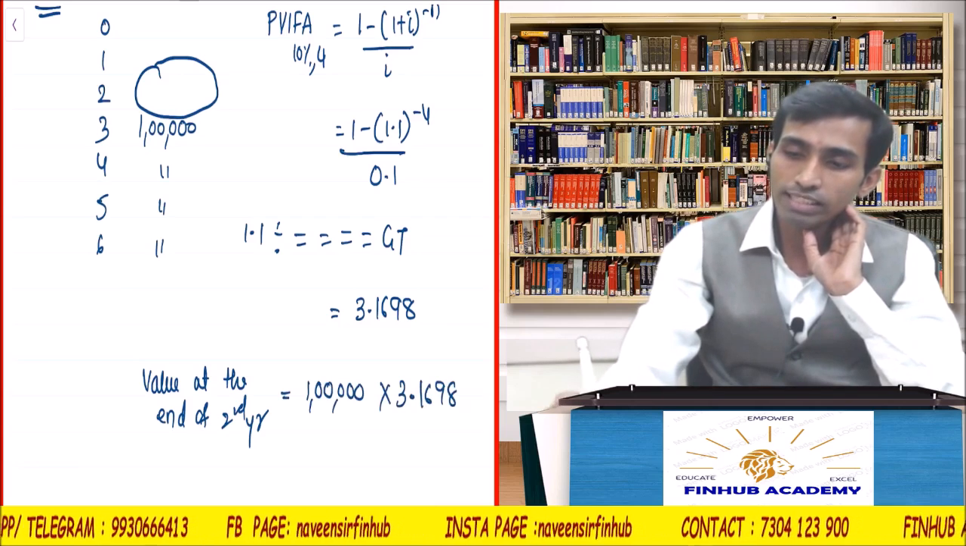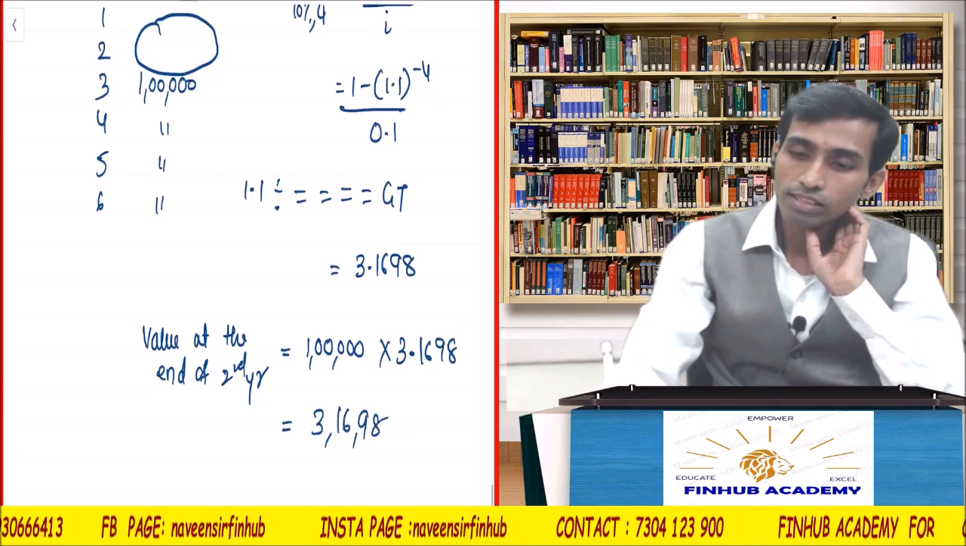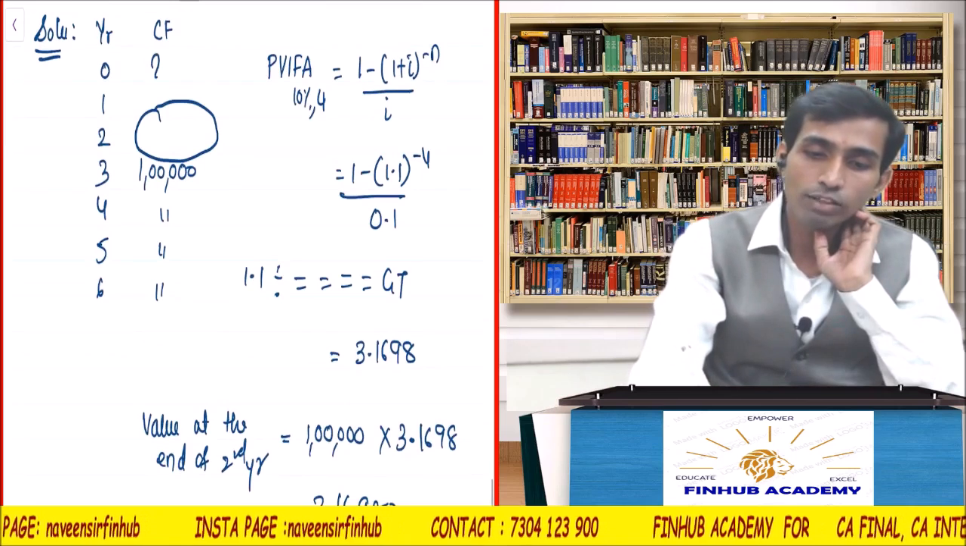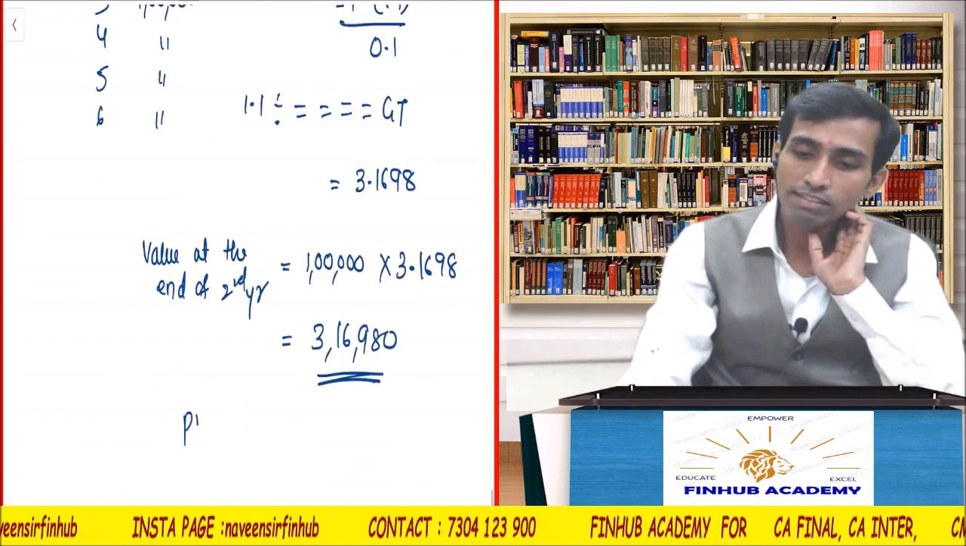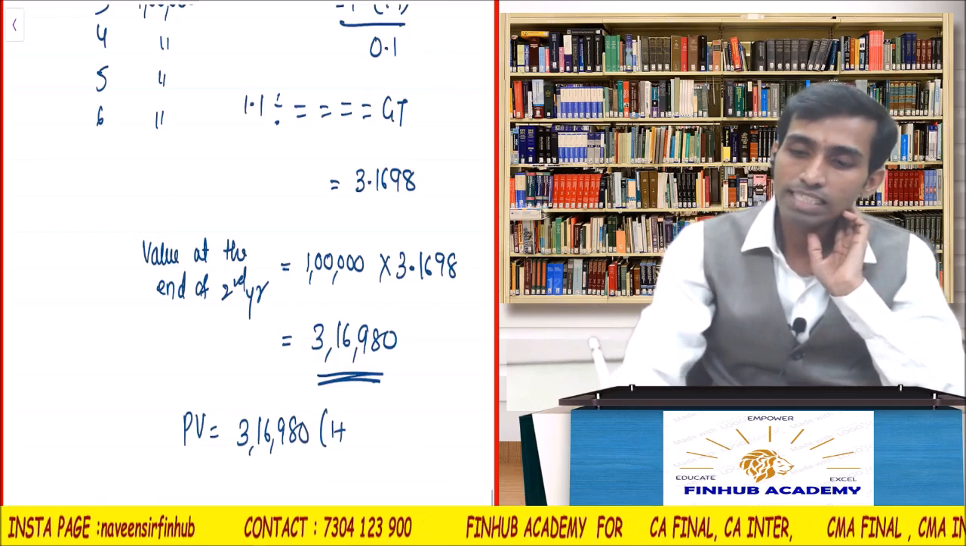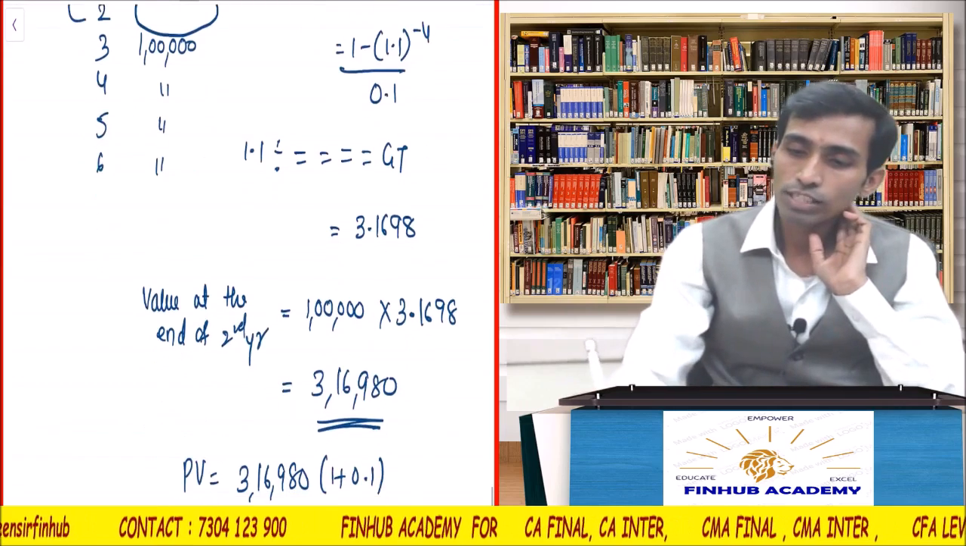Therefore, you should know the rules, the basic properties. So this is the value at the end of the second year, but I want the present value. So I will apply the present value factor: 3,16,980 into 1 plus i, that is 0.1, raised to how many years back I have to pull? 2 years. So raised to minus 2.